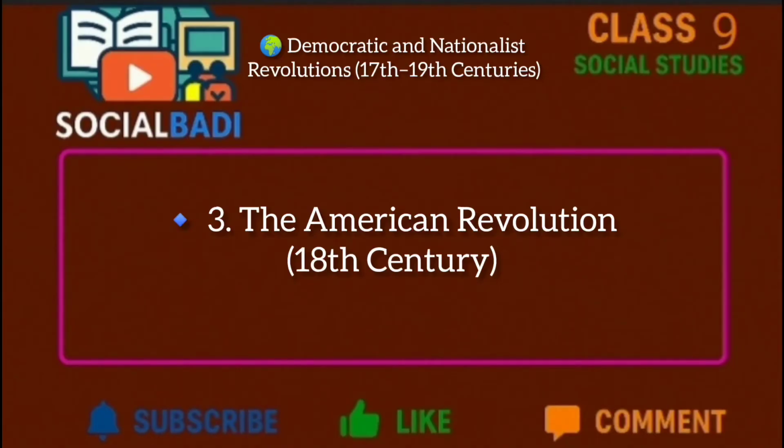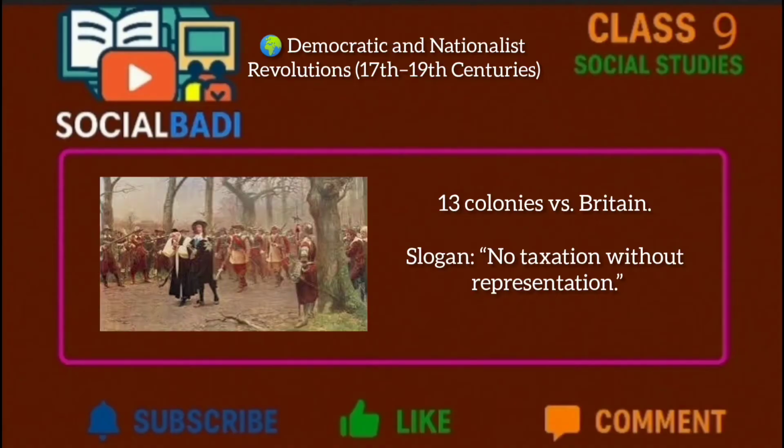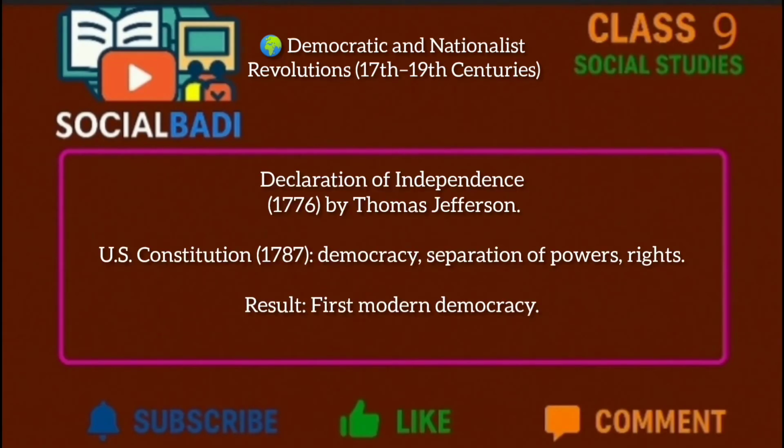The American Revolution, 18th century. 13 colonies versus Britain. Slogan: no taxation without representation. Declaration of Independence, 1776, by Thomas Jefferson. US Constitution, 1787. Democracy, separation of powers, rights. Result: first modern democracy.